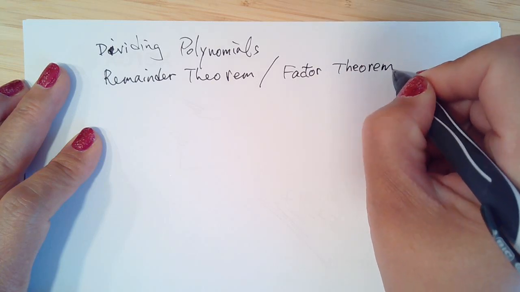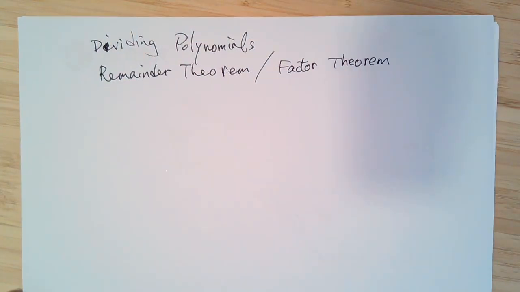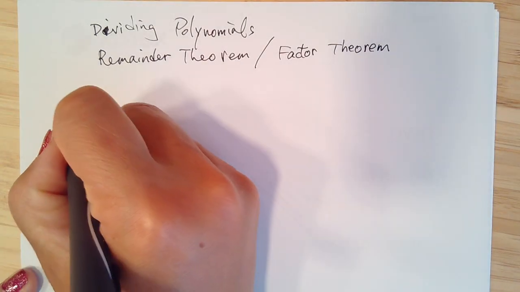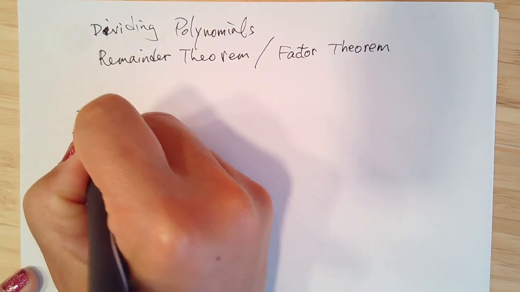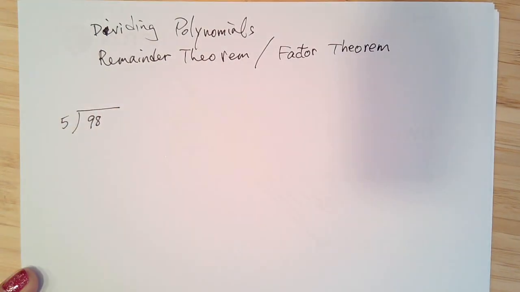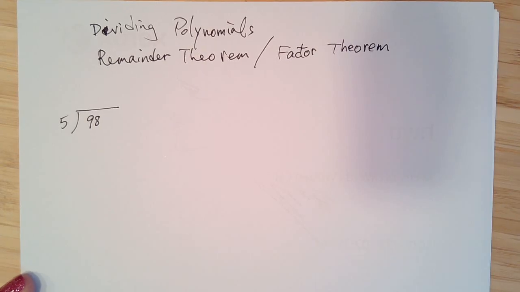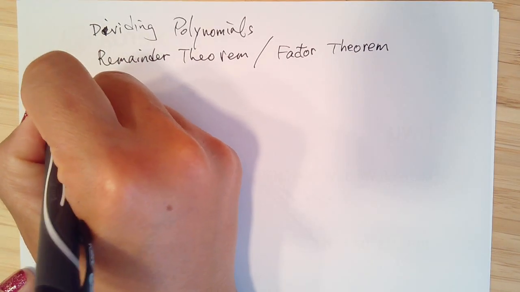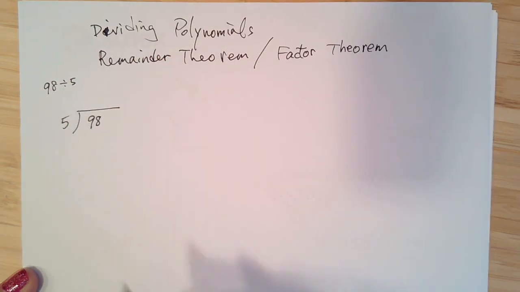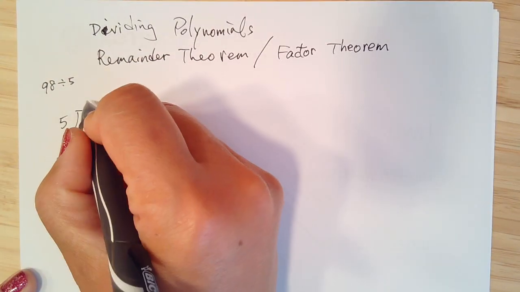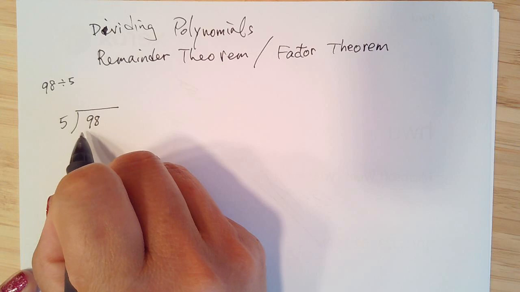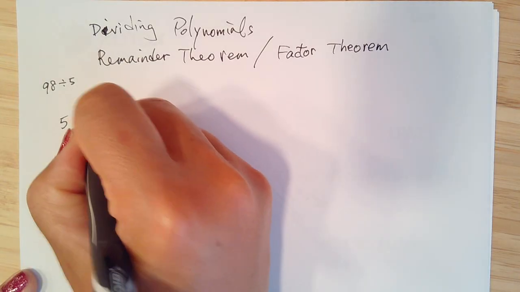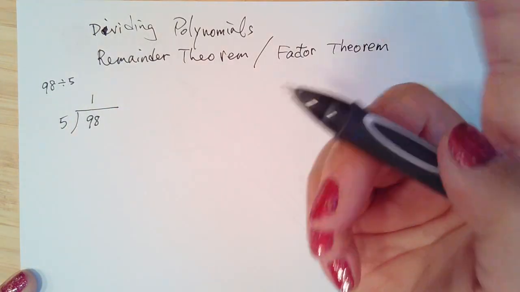So, okay, now quick review. Do you know how to divide it by this? 98 divided by 5. If I ask you what is 98 divided by 5, you put it in this long division form. How many fives in 9? There's only 1, because if it's 2, then it becomes too big.